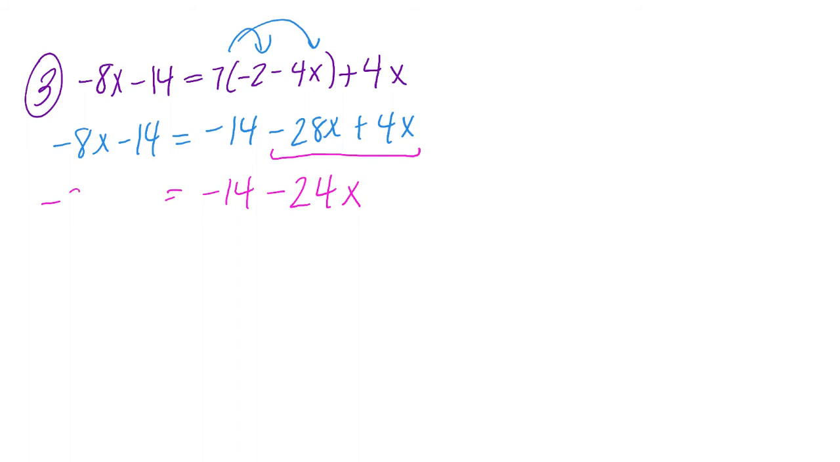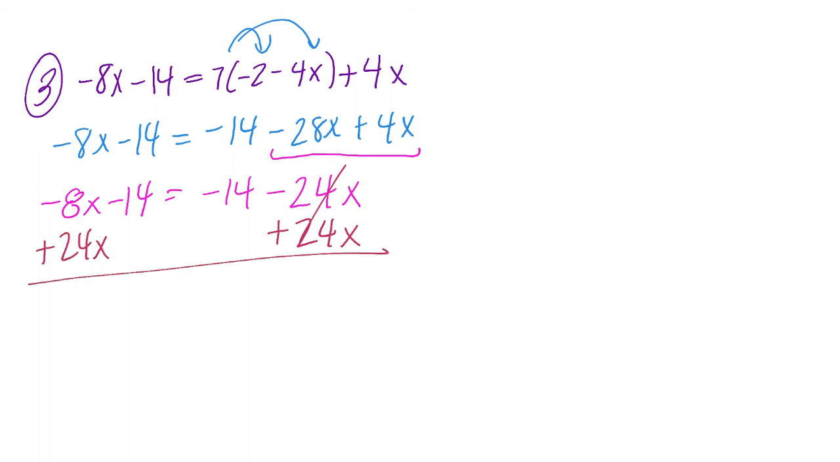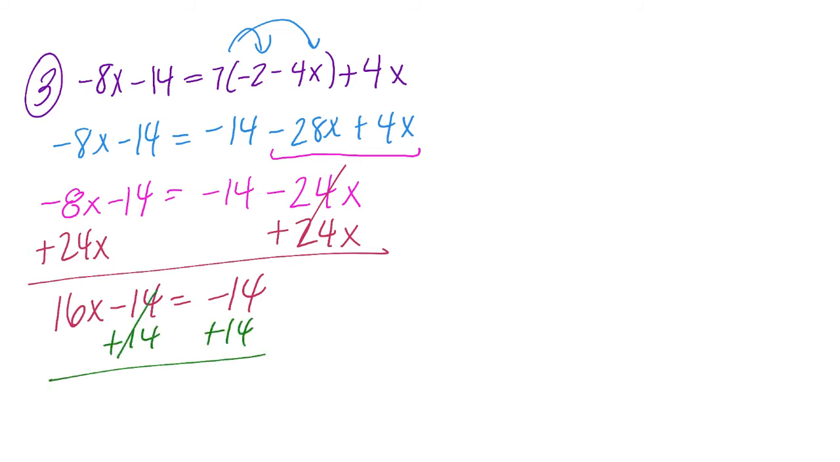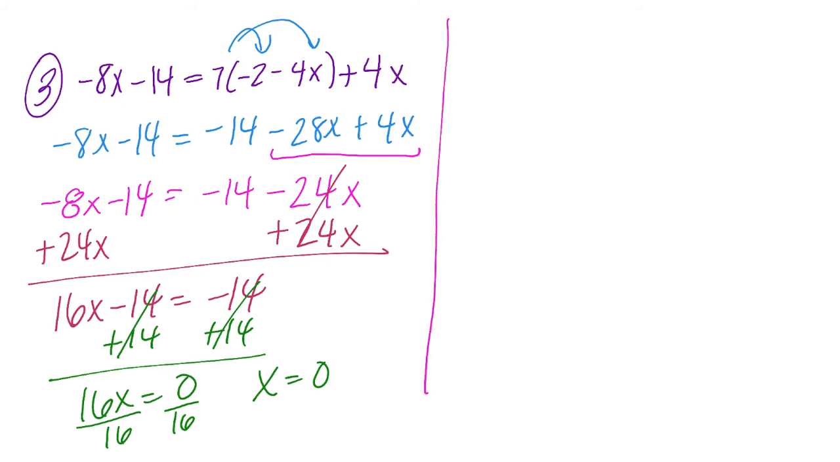Negative 8x minus 14. So now I like to move the one that's smaller. The one that's smaller is going to be the negative 24x, and I'm going to add it because it's negative. So I want to do the opposite sign. So then I get 16x minus 14 equals negative 14. Add 14 to both sides, because remember, our goal is to get x by itself. So we get 16x equals 0. Divide by 16. x equals 0. It's not always going to be 0 when you get crazy ones like that, but sometimes it will be.